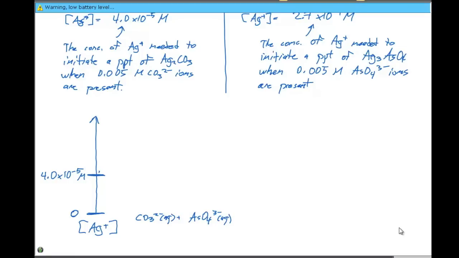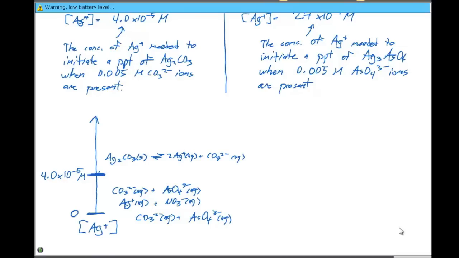So before we get to that value, we're going to have our CO3 2 minus ions in solution, plus our AsO4 3 minus ions in solution. And in addition to those 2 ions, we're going to have a very, very small amount of silver plus ions in solution, plus our nitrate ions in solution. But as soon as we hit this threshold of 4.0 times 10 to the minus 5, a precipitate's going to form. And that precipitate is Ag2CO3 as a solid. That's going to be in equilibrium with 2 Ag plus ions plus CO3 2 minus ions. In addition to this equilibrium, we're going to have our nitrate ions in solution plus our AsO4 3 minus ions in solution. And now we're going to keep adding silver and keep adding silver until we reach a concentration up here that's going to be 2.7 times 10 to the minus 7th molar.